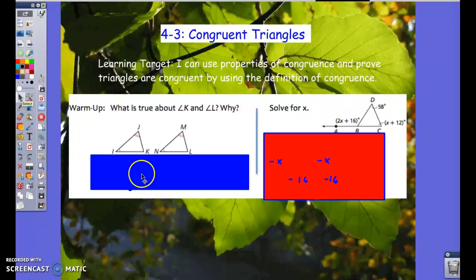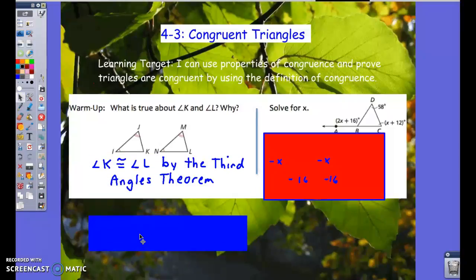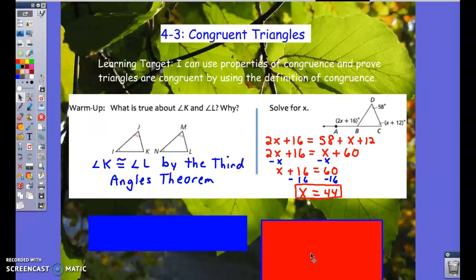Okay, the solution for number one, if you take a look, is angle K must be congruent to angle L by the third angles theorem, because once you have two angles congruent to two angles of another triangle, the third angles must be congruent. And the second example, there is the solution there.